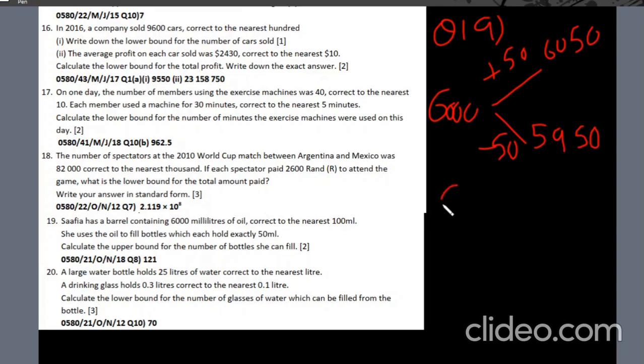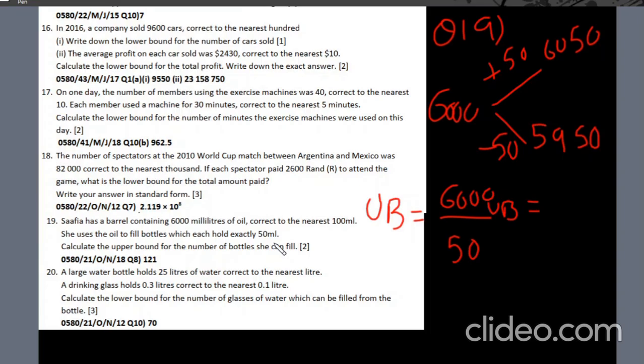So if this were a regular question, we would have done 6000 ml divided by 50 ml. But they're asking for the upper bound of the final answer. So we'll take upper bound of this. And we can't take upper or lower bound of 50 because they haven't told us that 50 is correct to the nearest 5 or 4 or whatever. So 50 will not be changed into upper or lower bound. 50 will remain the same.